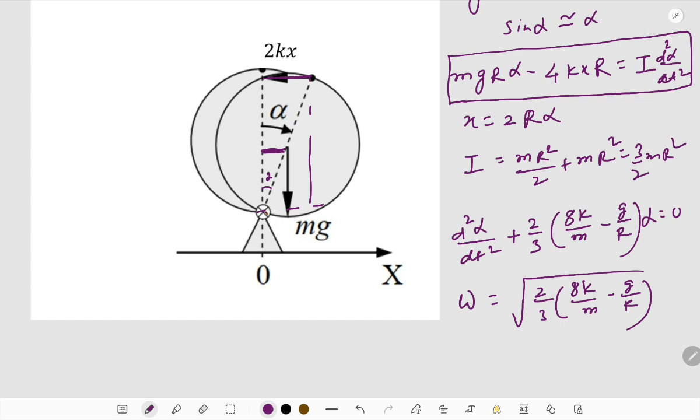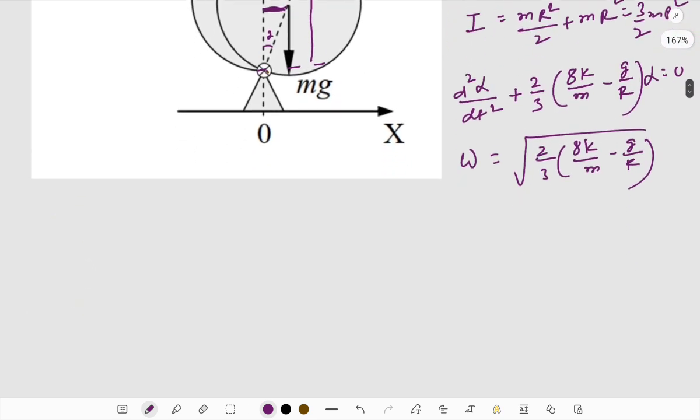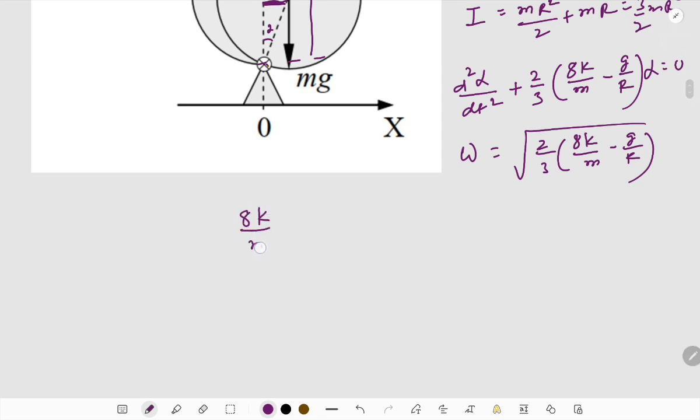And you can also see here that this result, the obtained expression for the oscillation frequency, is valid only when 8k by m is greater than g by r. You know why? Because this is a quantity under a square root, and it must be positive. And what happens if 8k by m is less than or equal to g by r? Then you can say that the vertical equilibrium state is unstable, and oscillations in the system do not occur.